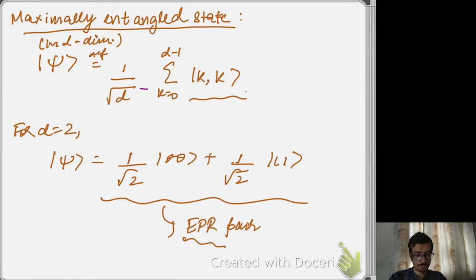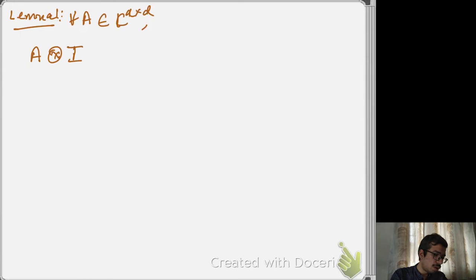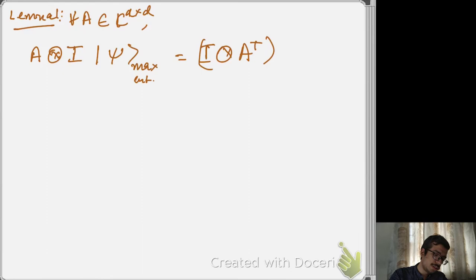Now we are going to see three identities, and at this point I would like you to pause the video to prove these identities. I'll give you the proofs as well, but first I want you to try them. So let me state what these are. For all A in C^(d cross d), A tensor I on psi, which is the maximally entangled state, equals I tensor A transpose on psi, the maximally entangled state.